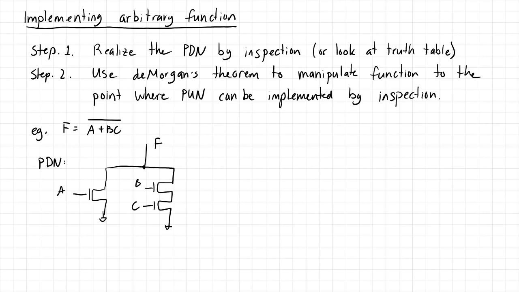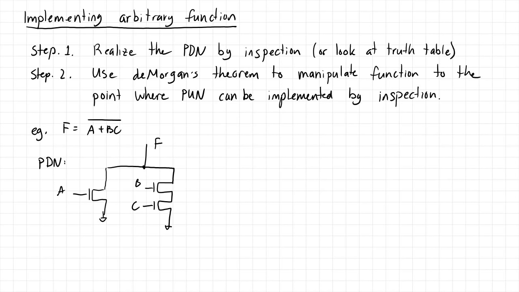Again, just to emphasize, what we're doing here is we have an OR construct, so we put the two sets of transistors in parallel, and then we have an AND construct between B and C that we're putting together. Sorry, the A and the B and C are in parallel, and then the B and C are in series. Okay. All right, so that is the pull down network.